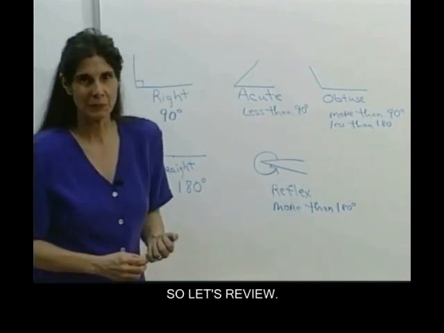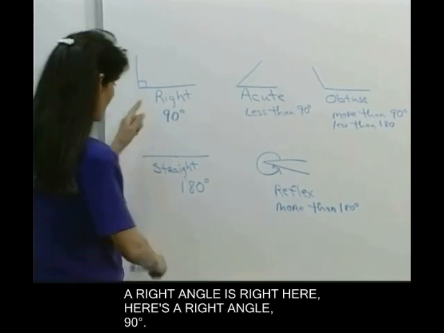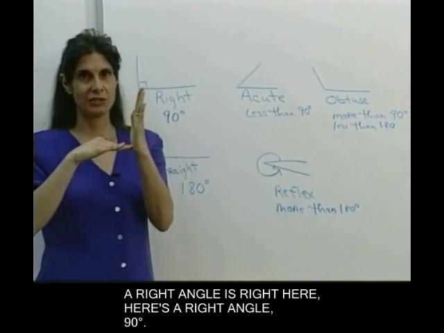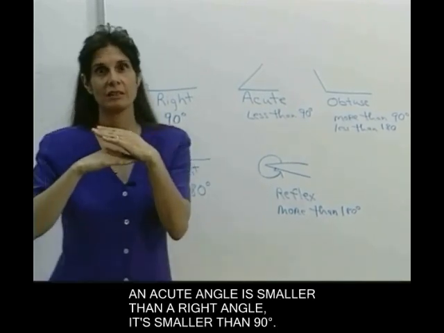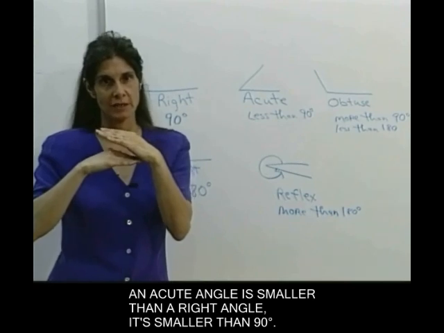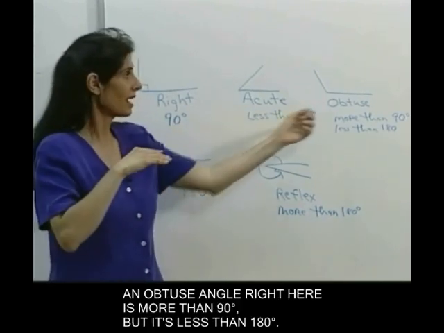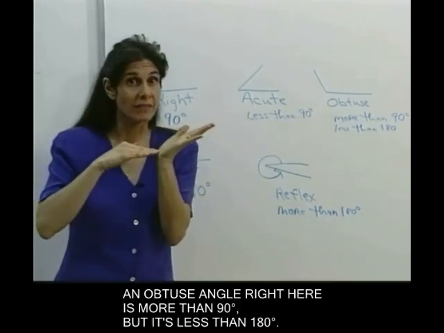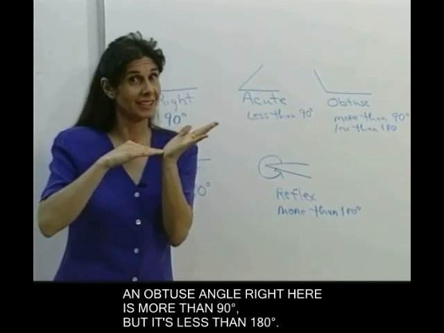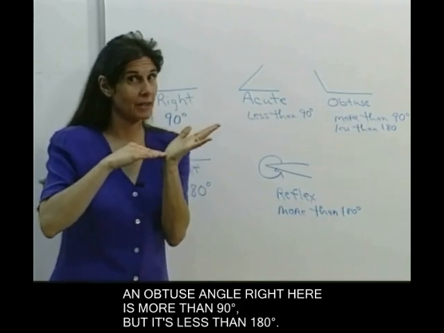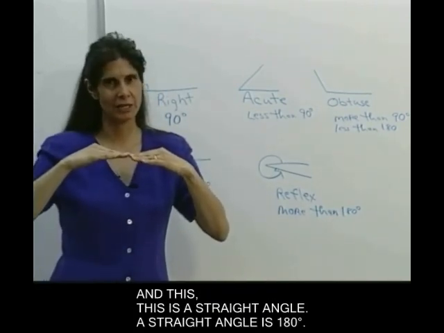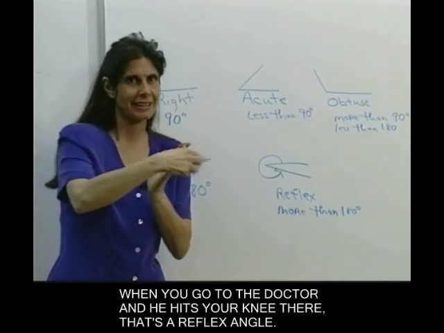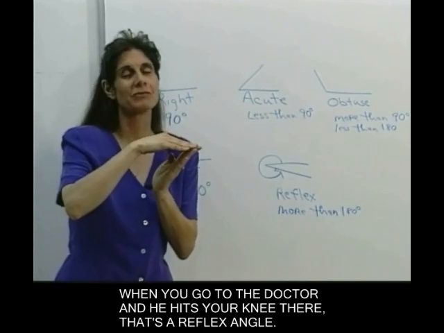So let's review. A right angle is right here. Here's a right angle, 90 degrees. An acute angle is smaller than a right angle. It's smaller than 90 degrees. An obtuse angle, right here, is more than 90 degrees, but it's less than 180. And this is a straight angle. A straight angle is 180 degrees. When you go to the doctor and he hits your knee there, that's a reflex angle.